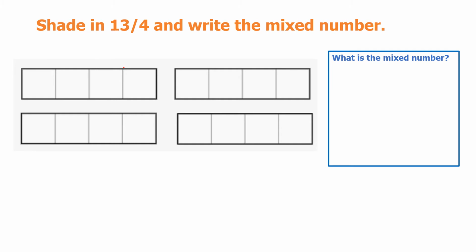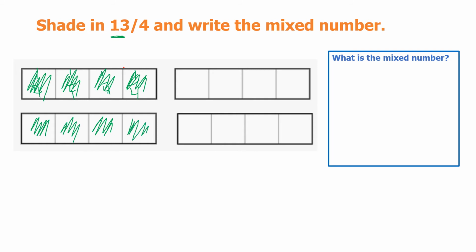Let's look at the next one. The next one says to shade 13 fourths. So if you notice, I've got my fraction in fourths. There's 1 fourth, 2 fourths, 3 fourths, and 4 fourths. So I've got 4 inside here, and I need to do 13 of them. So here is 1, 2, 3, 4, 5, 6, 7, 8, 9, 10, 11, 12, 13. That is 13 fourths.